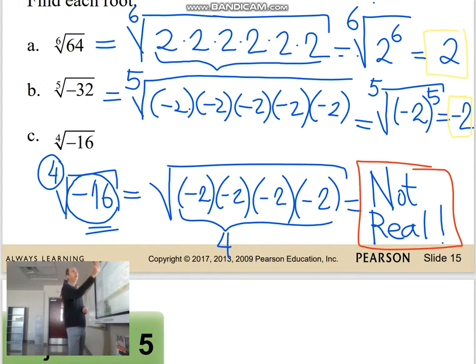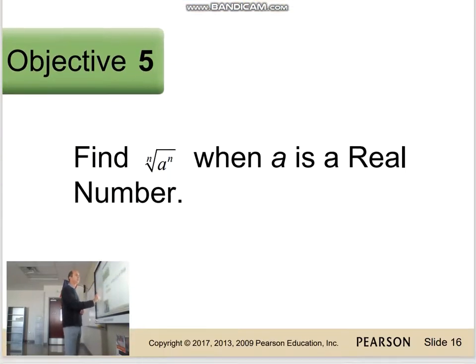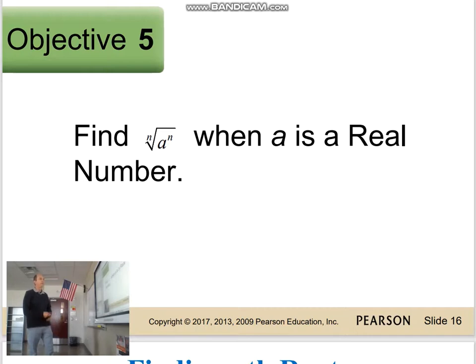All right, moving on. Next objective, number 5. Find the nth root of a exponent n when a is a real number.